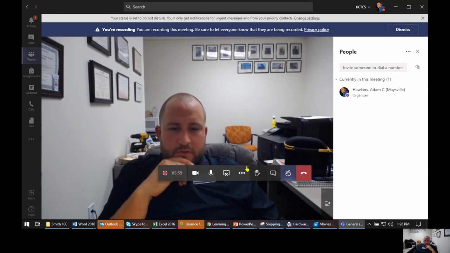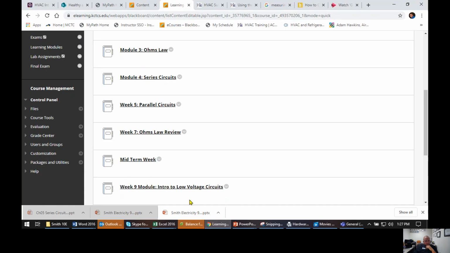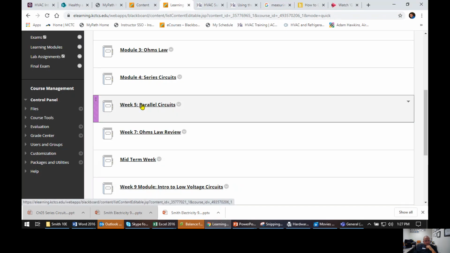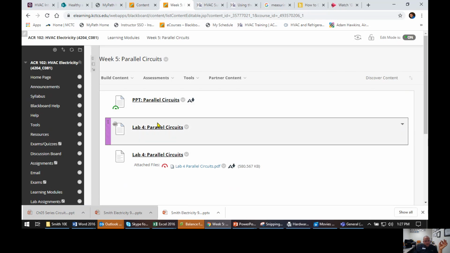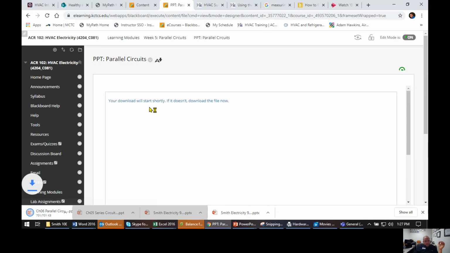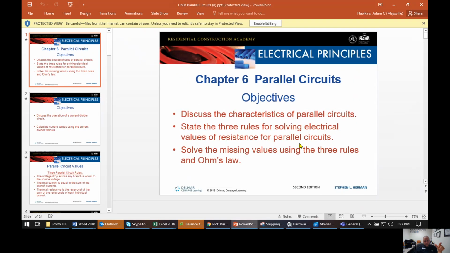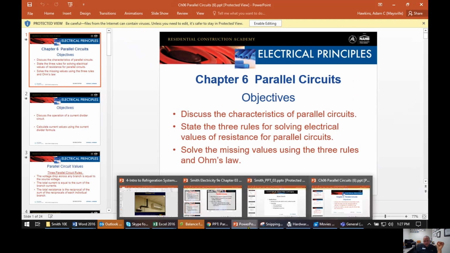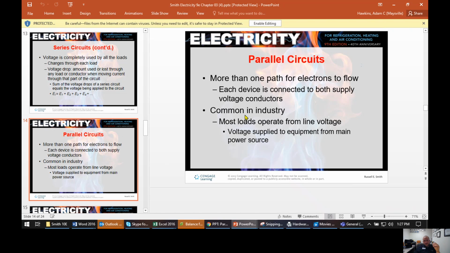All right, we're going to start parallel circuits, which is found in module 5. So module 5, parallel circuits. Here's your PowerPoints. The first PowerPoint that we used from the textbook actually covers parallel and series, so I'm probably going to go back and touch on that one first, and then we'll pick up on this other one. So what's the difference in a parallel circuit versus a series circuit?